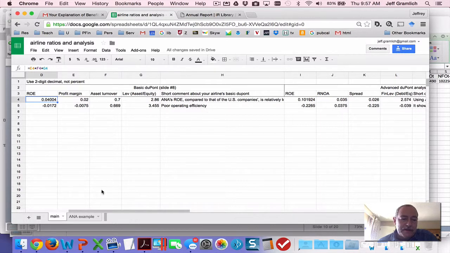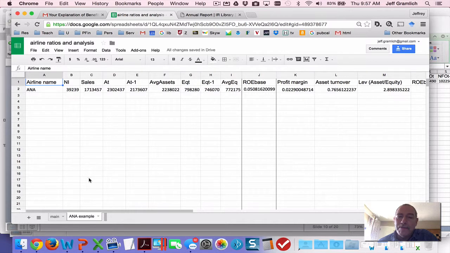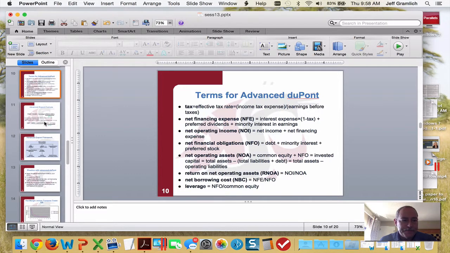So I created something called the A&A example, and I put it up here, another sheet that's available to you. Please don't write over this sheet. You can write over other lines down here if you want, but don't write over rows 1 and 2. I might be able to protect that, I don't know, but just don't write over it for now.